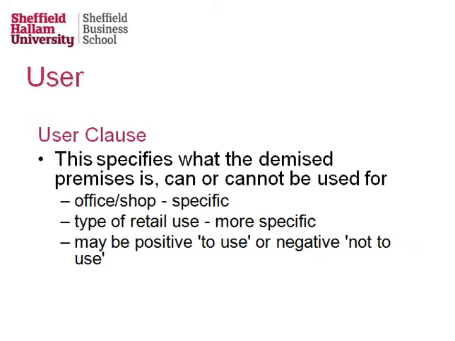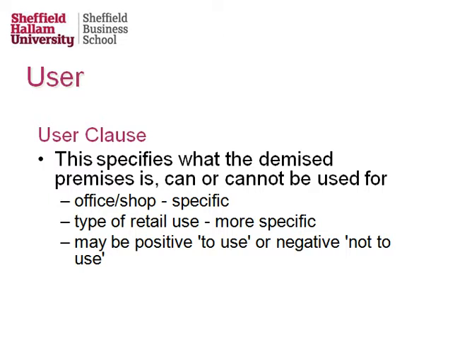So a user clause in a lease specifies what the demised premises, i.e. the property that's been leased to the tenant, can or cannot be used for. It might be quite specific and say to be used as an office or a shop. Might actually refer to planning legislation to be used for A1 purposes or B1 purposes. Those come from the Town and Country Planning Act's use classes order.